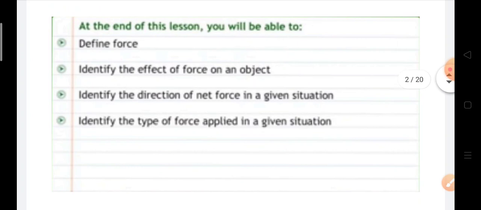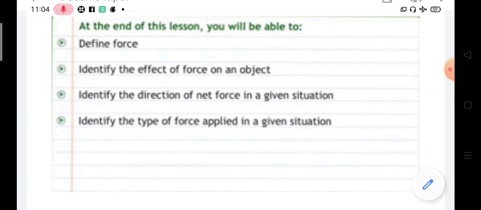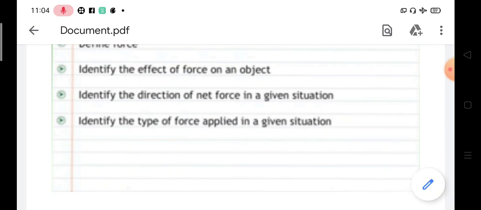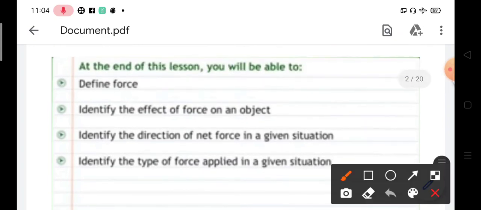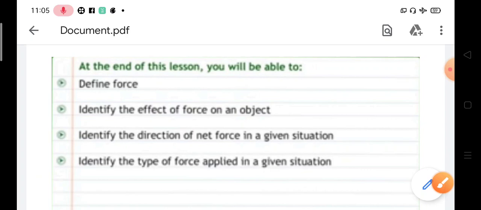Now what we'll discuss in this lesson and what you will be able to understand. The first one is that you will be able to define the force. What is the definition of force? Then you will be able to identify the effect of force on an object, means what effect occurs on the object when we apply force. Then the third is that you are able to identify the direction of net force in a given situation. And the fourth is to identify the type of force applied in a given situation. Now let us discuss this chapter.